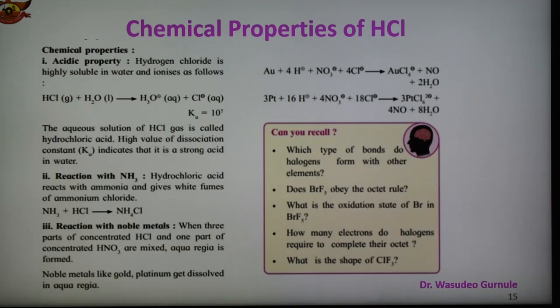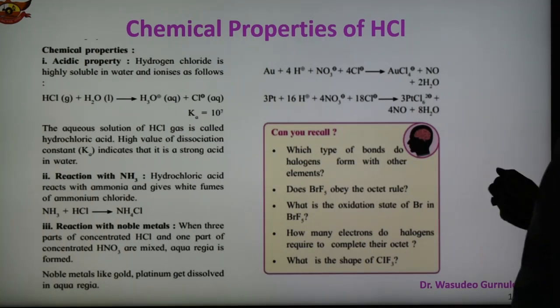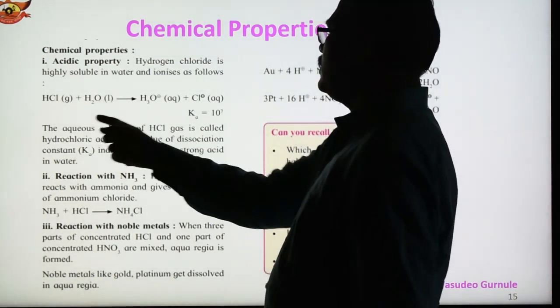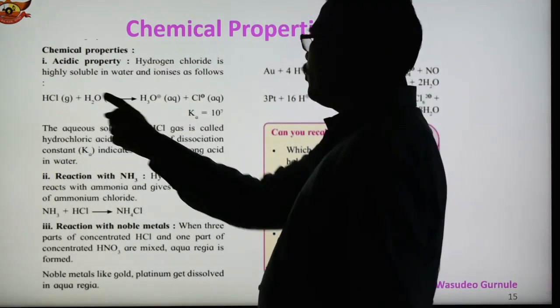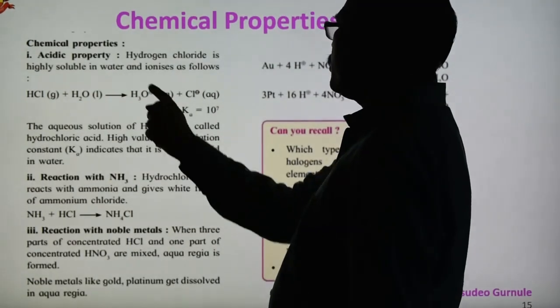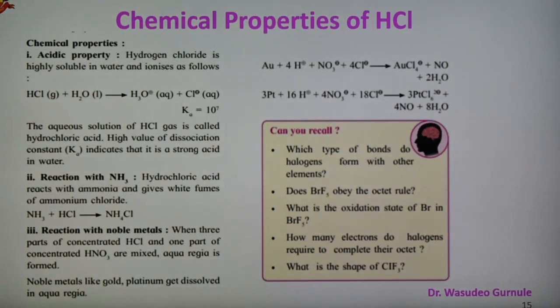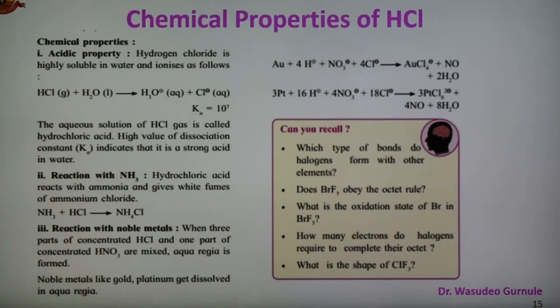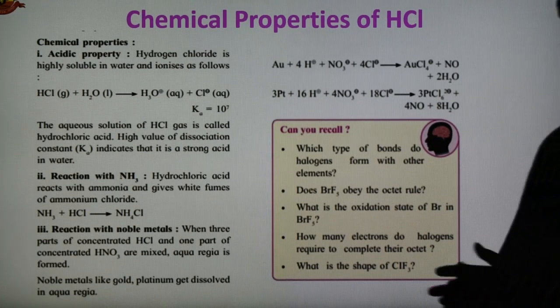It is a strong acid because it gives the H plus ion, therefore it is an acid, and the Ka value, the dissociation constant value, is high, therefore it is a strong acid. When dissolved in water, HCl reacts with water, and the water abstracts the H plus ion, forming hydronium ion and Cl minus ion. So it gives H plus ion. The aqueous solution of HCl gas is called hydrochloric acid.